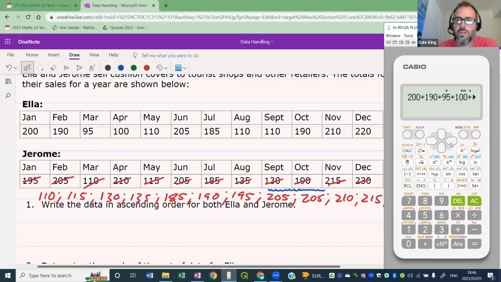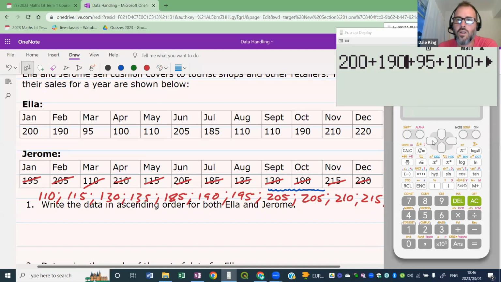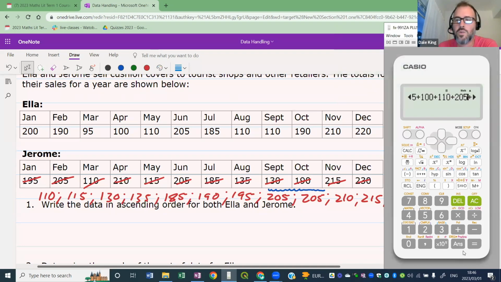All right, so there's my numbers there. 200, 190, 95, 100, 110. I think it was 200 for the first one. Okay, so this must be correct then. This 1925 must be right. I'll do it one more time. Okay. We're going to double check. I'm going to do it one more time.